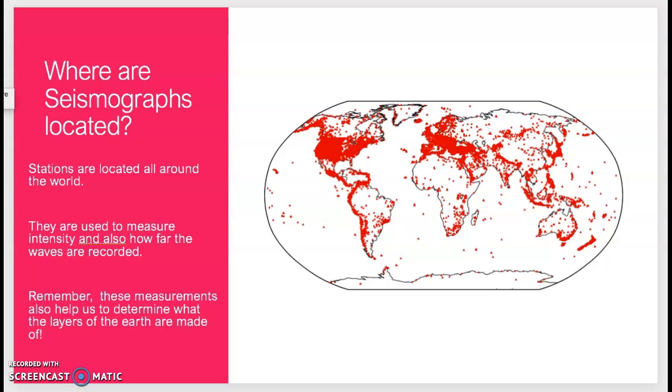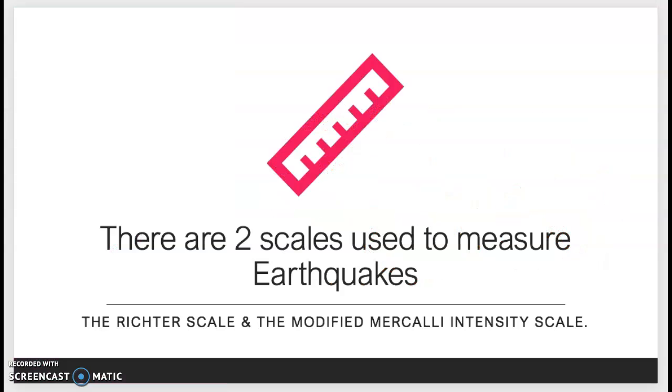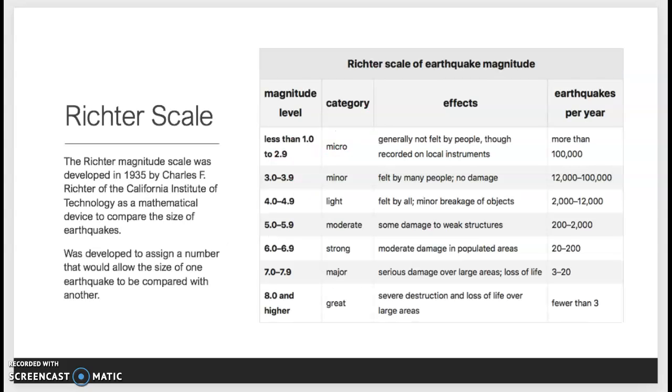Okay, so just because we have those scribbles, we had to make use of that information. So scientists came up with two scales used to measure earthquakes. One is called the Richter scale, and one is called the Modified Mercalli Intensity Scale, often called the MMI. So let's do the Richter scale first, because this is the one you hear the most about on the news. So the Richter scale was developed in 1935 by a man named Charles Richter, and he worked in California, and he used math to compare the size of earthquakes.